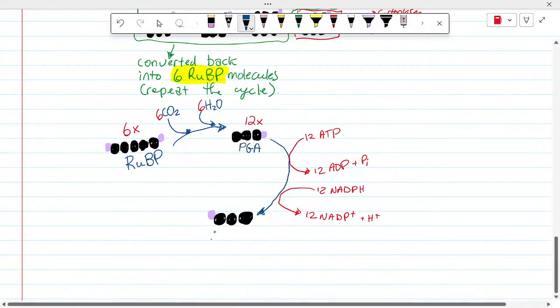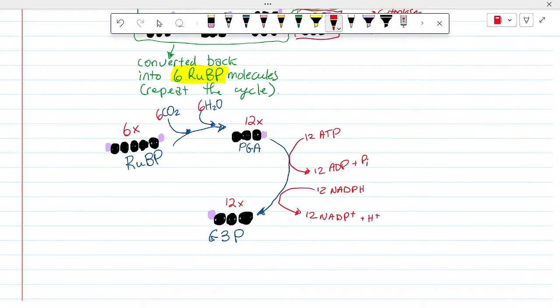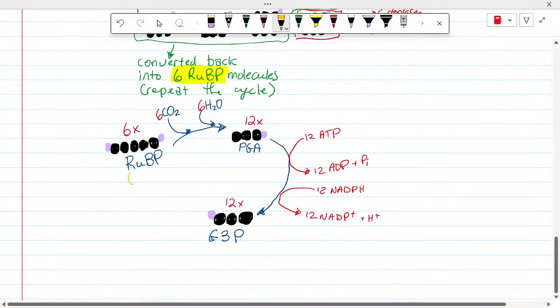Yeah, glyceraldehyde 3-phosphate, G3P. And how many of those will we get? 12 of them, right? Over the course of this whole thing, how much carbon have we gained? We started with 6 times 5, how many carbons do we have total here? 30 carbons. By the time we get to 12 PGAs, we have 36 carbons. By the time we get to 12 G3Ps, we have 36 carbons, right? And now what can happen?